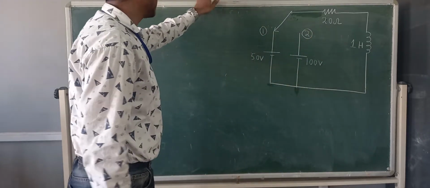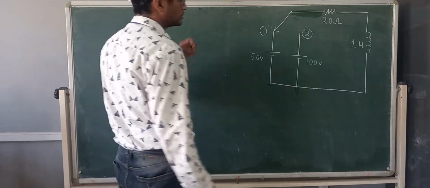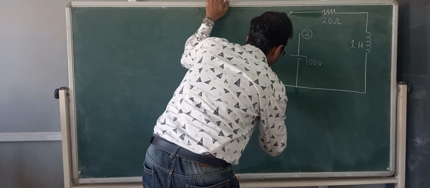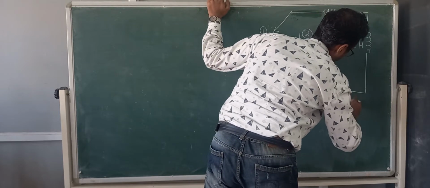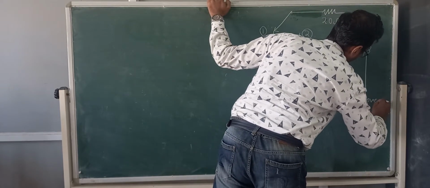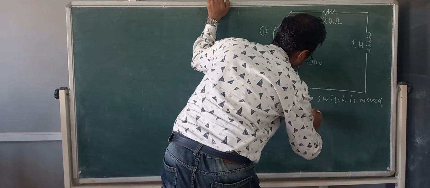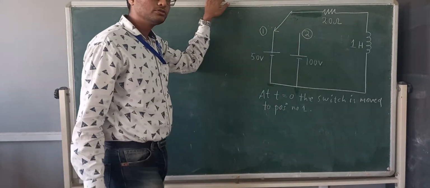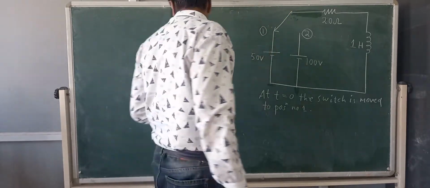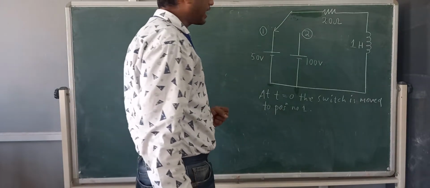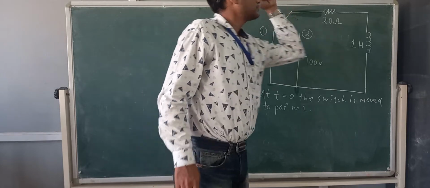So what is the question here? The question is asked that at t equals 0, the switch is moved to position number 1. So he is asking, find the current at position number 1 and at position number 2.